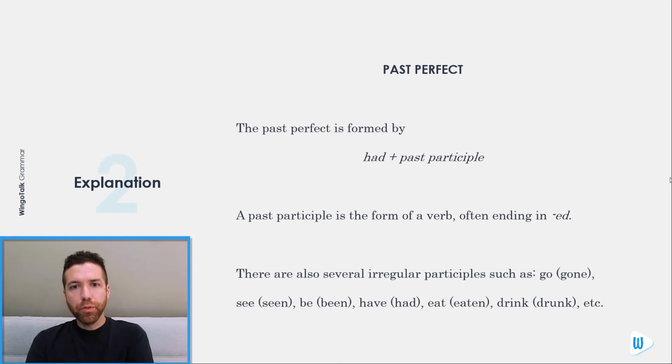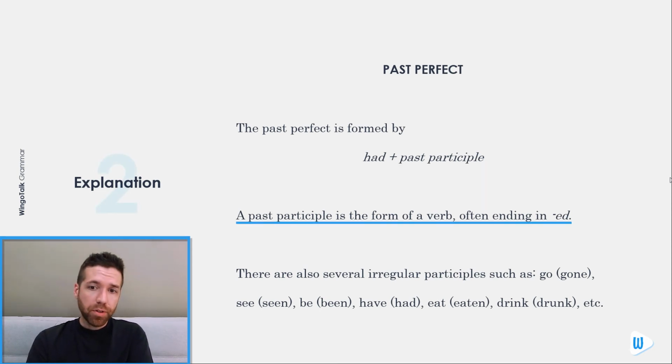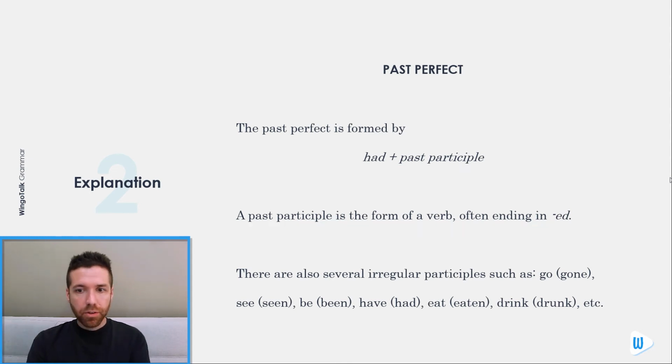Past perfect. The past perfect is formed by had plus past participle. Past participles end with ed. There are many irregular participles.